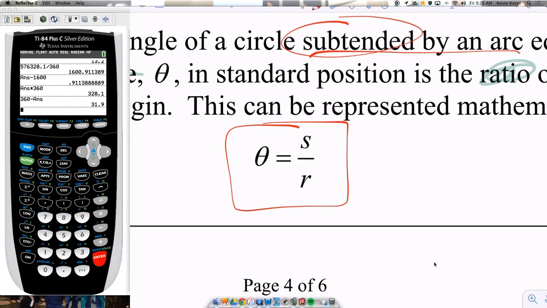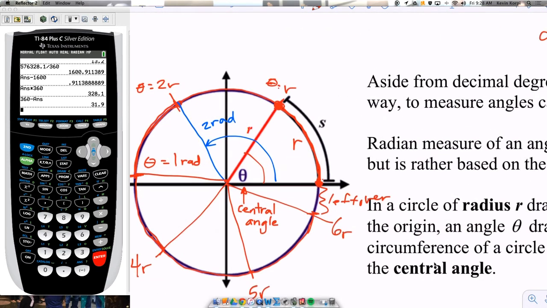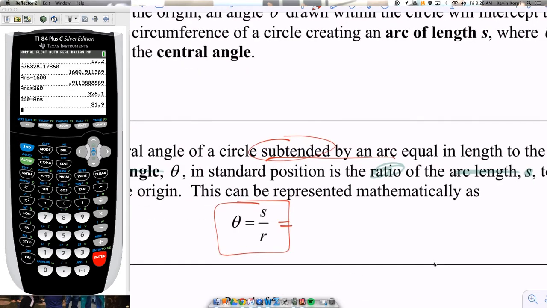Now let's see why it's unitless. If it's arc length, what am I going to measure arc length in? Let's say I'm measuring the radius in feet. What would I measure the arc length in? Also feet, because it's the same units. So you get feet divided by feet. And what's feet divided by feet? Nothing. There are no units there.